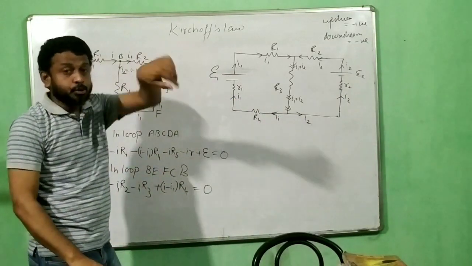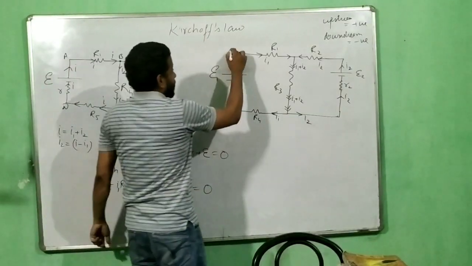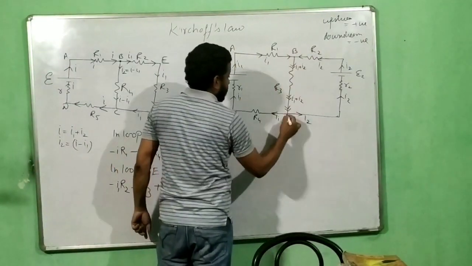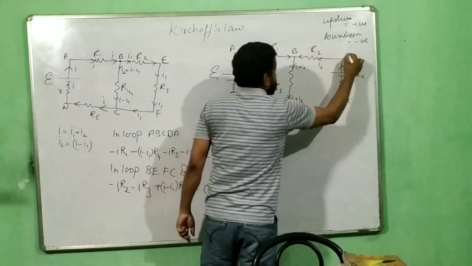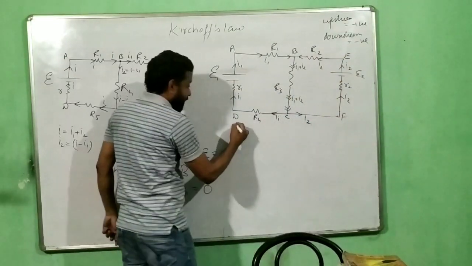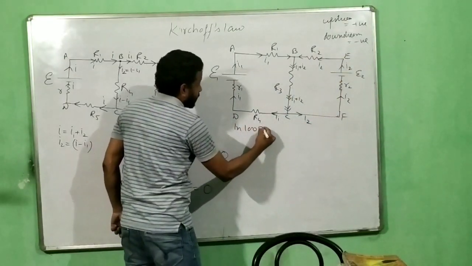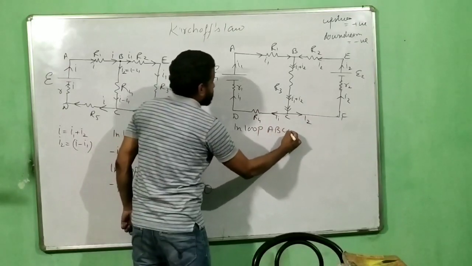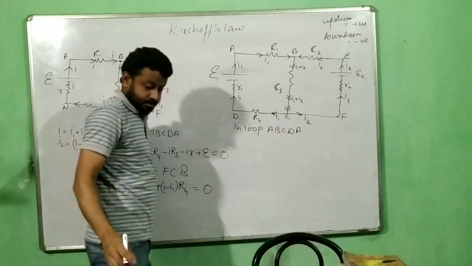Step 1: distribute the current. Step 2: name the points A, B, C, D, E, F. Right here, in the loop: A, B, C, D, A.